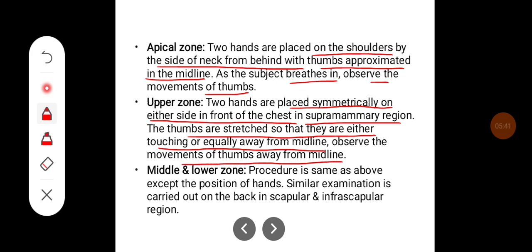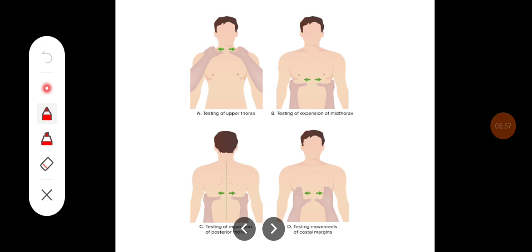To look for the movements of the middle or lower zone, the procedure is the same as above except for the position of the hands. Similar examination is carried out on the back in the suprascapular as well as in the infrascapular region. So this is how you have to check for the movements. The thumb has to be approximated in the midline.